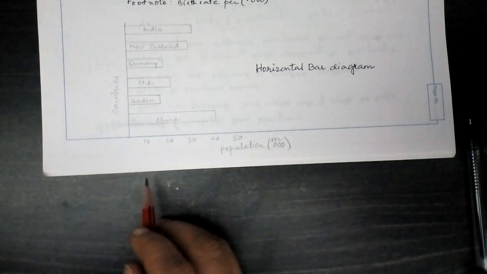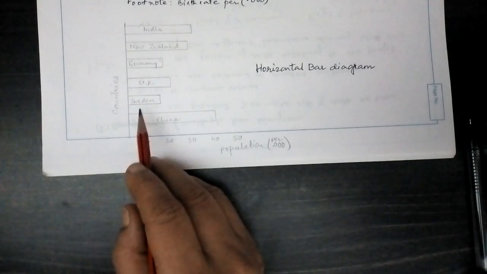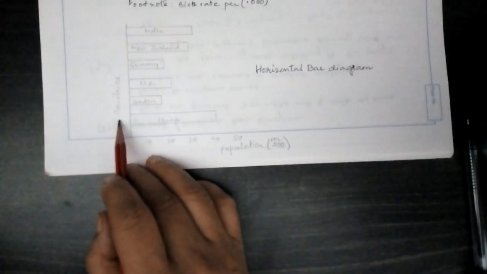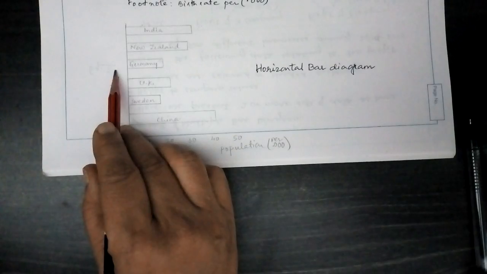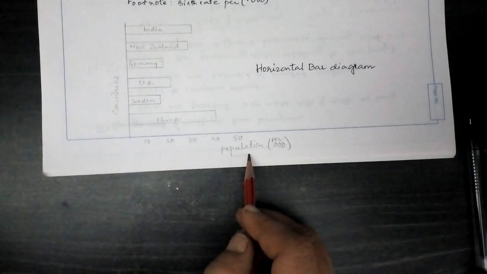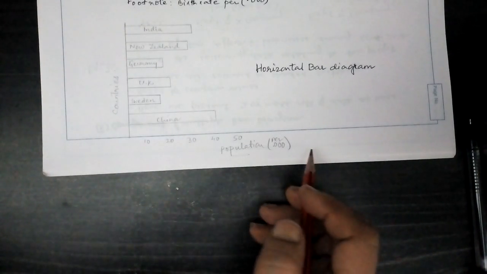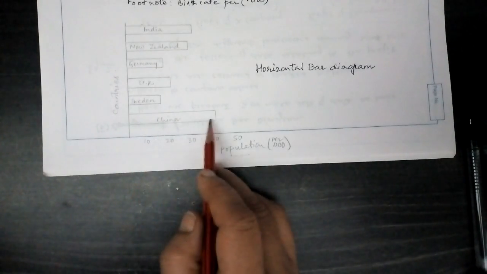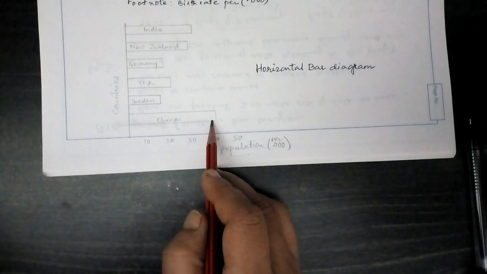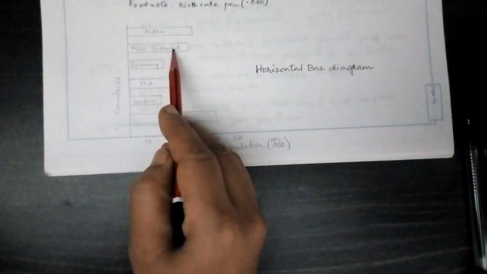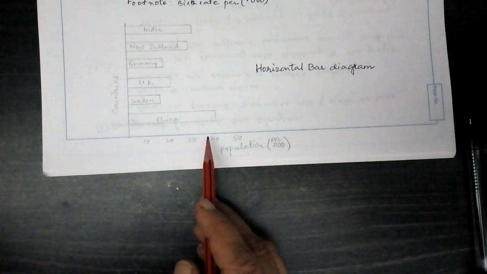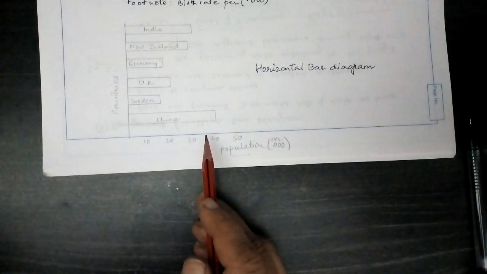The same bar diagram can be represented horizontally also. So this is the horizontal bar diagram for the same data. Here we have represented countries on the y-axis, and on the x-axis we represent the birth rate per 1000. How do you analyze this? This shows that China has the highest birth rate, and then comes India, then New Zealand, then UK, then Germany, and then Sweden. So this bar diagram helps us to easily compare and analyze the given data.